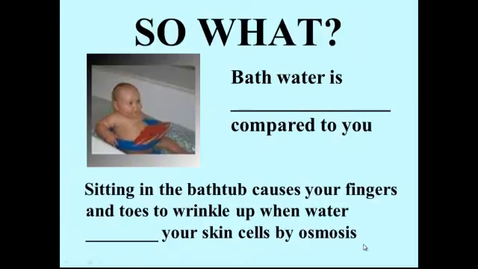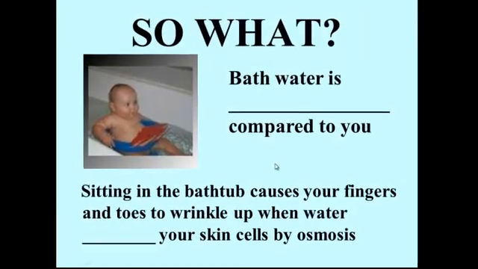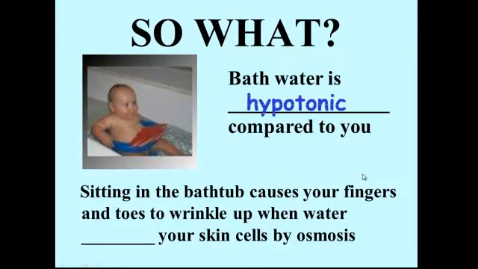So what does this have to do with you? If you think about sitting in a bathtub, bathtub water is pretty hypotonic compared to what's in your body cells. Very few molecules dissolved out here compared to what's inside your cells. And after you sit in the bathtub for a little while, it causes your fingers and toes to kind of wrinkle up because water is entering your skin cells.